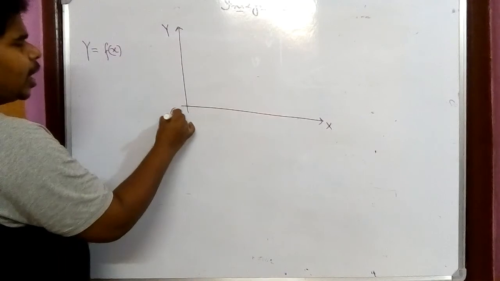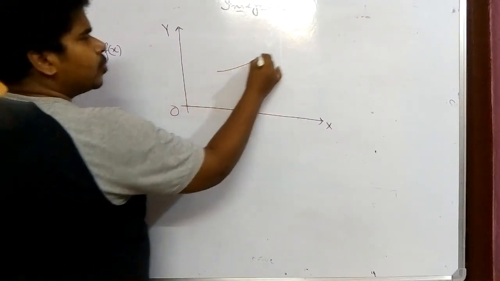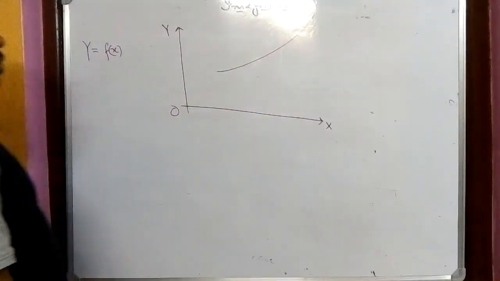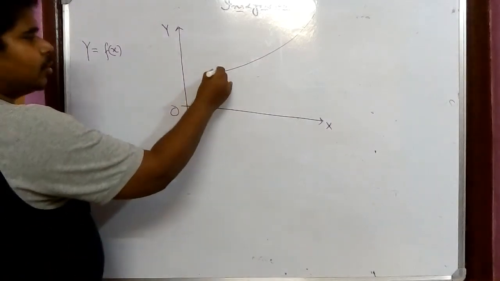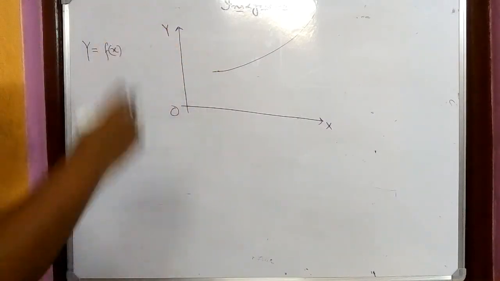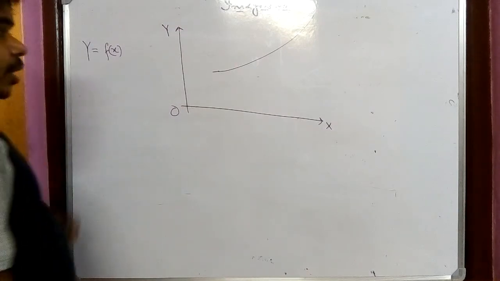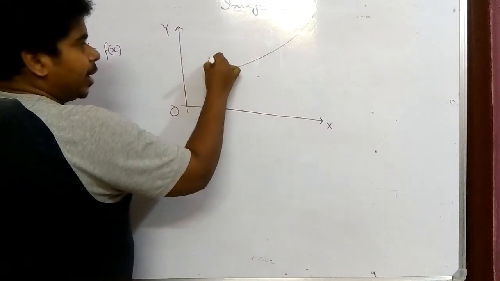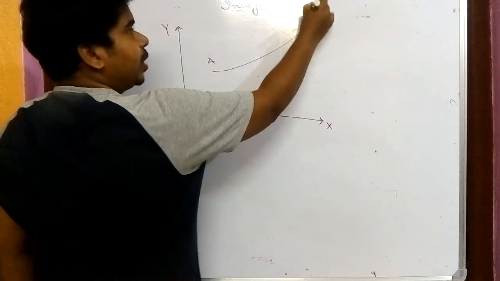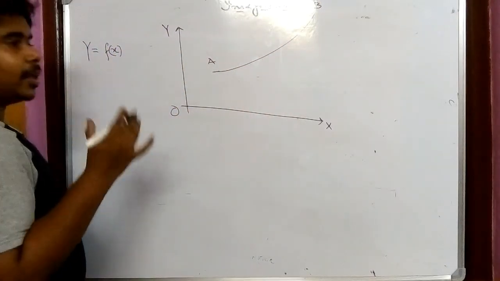So let's see an arbitrary graph. Just assume the graph looks like this. It is the graph that shows the relation between y and x. Assume this point is A, this point is B. Follow the steps that I have done.